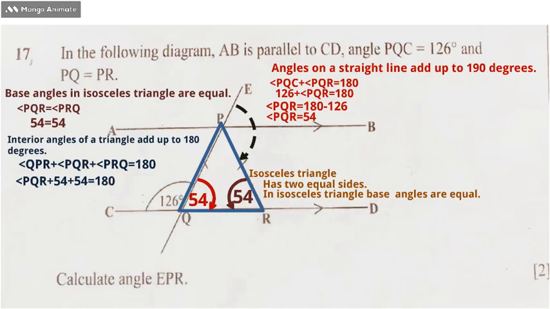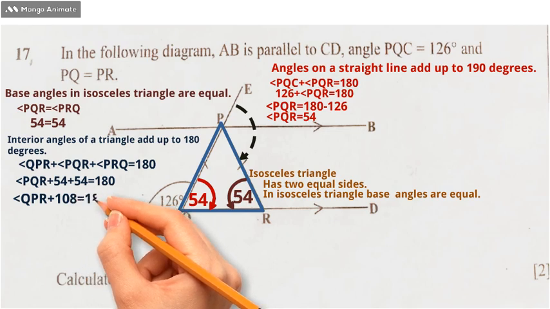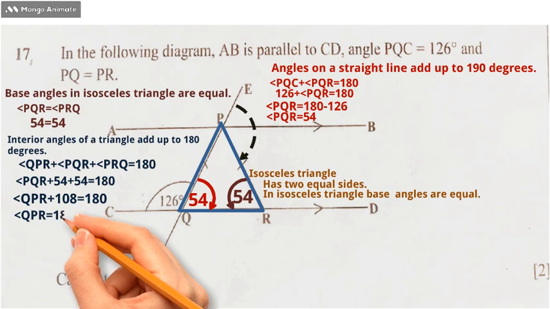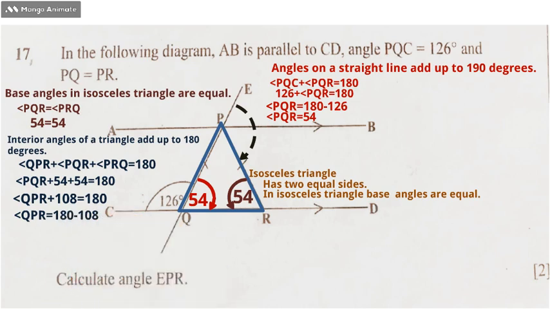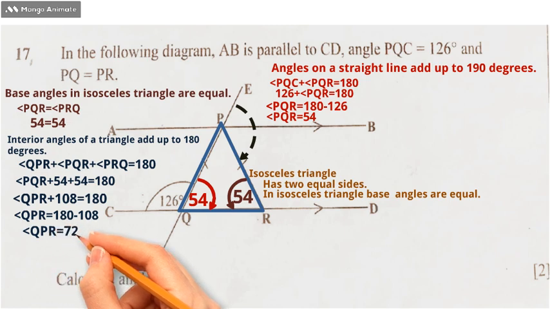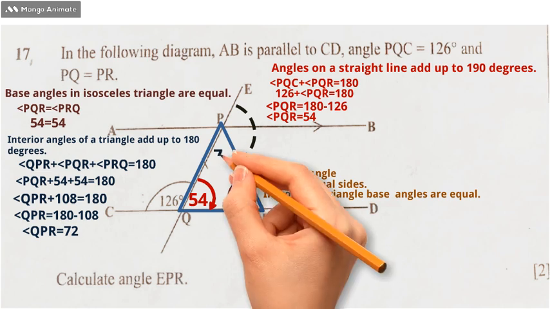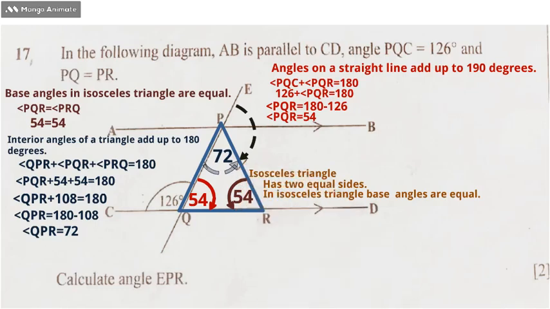I'm going to evaluate 54 plus 54. Therefore, I write angle QPR plus 108 is equal to 180 degrees. Thereafter, I put like terms together. Then angle QPR is equal to 180 minus 108 degrees. So QPR will be equal to 72, because the difference of 180 degrees and 108 degrees is 72. So the value of QPR is 72 degrees. Now we go to the final question.